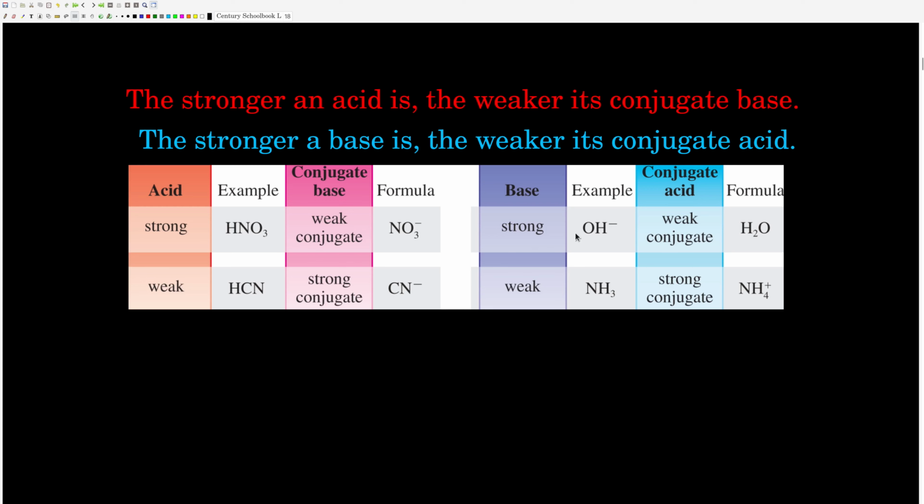And so we have a strong base like hydroxide. Its conjugate acid is water. It's a weak acid. We know about the autoionization of water. A weak base might be ammonia. Ammonia is a weak base. Its conjugate acid is the ammonium ion, which is a fairly strong acid for a weak acid. It's not classified as a strong acid. All right, so strong acid, weak conjugate base, strong base, weak conjugate acid.